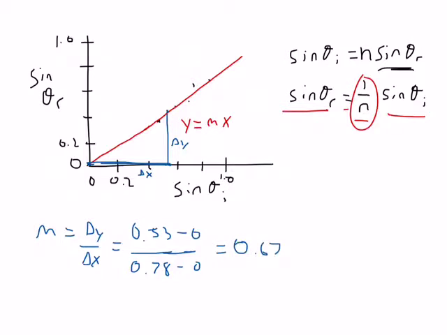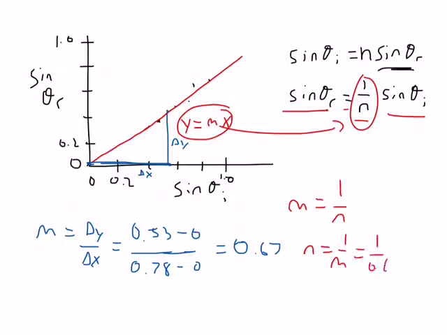Then we know that the slope, from this connection, m equals 1 over n, or n equals 1 over m, and that equals 1 over 0.67. And so then the index of refraction is about 1.5. And again, there's some variability in that. You don't have to get exactly 1.5. Depending on how good your line is, you may or may not get credit for ranges about that, but you shouldn't expect to get exactly 1.5. It depends on exactly where you think your best fit line is.